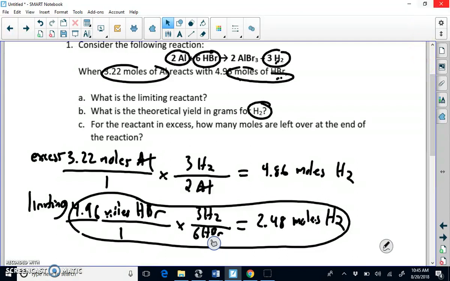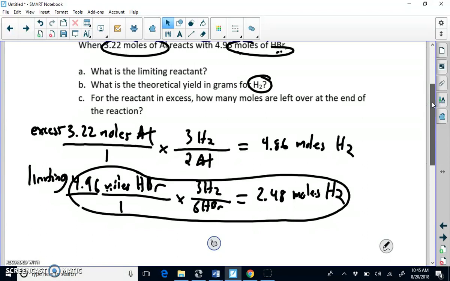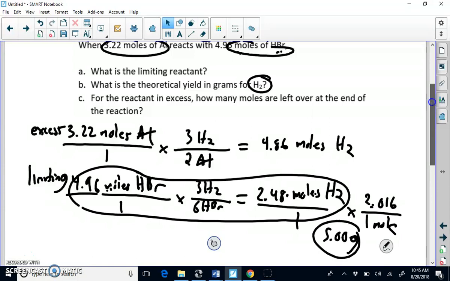Now, the next question asks, what is the theoretical yield in grams for H2? When you're figuring out the theoretical yield, which is really just how many grams will be made, you always want to use the limiting reactant, because remember, it's the limiting reactant that determines how much product there will be. So we need to take the moles of H2 and multiply it, as always, by the molar mass, which I believe is 2.016. If you do that, we need 3 sig figs. It's about 5 grams when you do the multiplication. So I'm multiplying that times that. Okay, good.